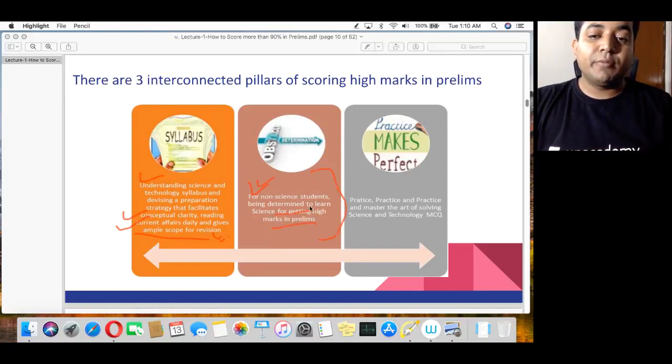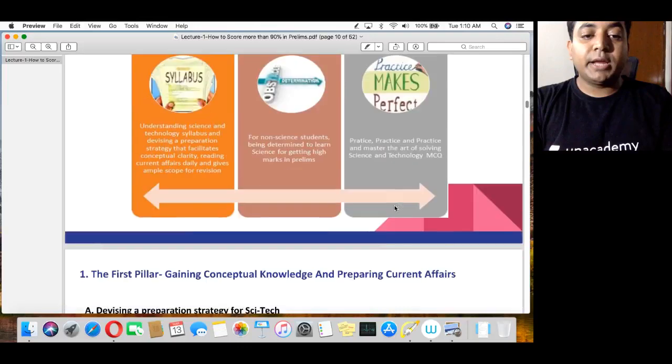This is the second portion. Even if you are a science student, you have to be very determined to learn science, so that the only objective is to become an IAS officer or whatever is your preference. So please remember that. And no matter how many times you read the syllabus, no matter how many concepts you have cleared, if you do not practice, and if you do not master the art of solving science and technology MCQs, then you are gone. Nothing can be done for that.